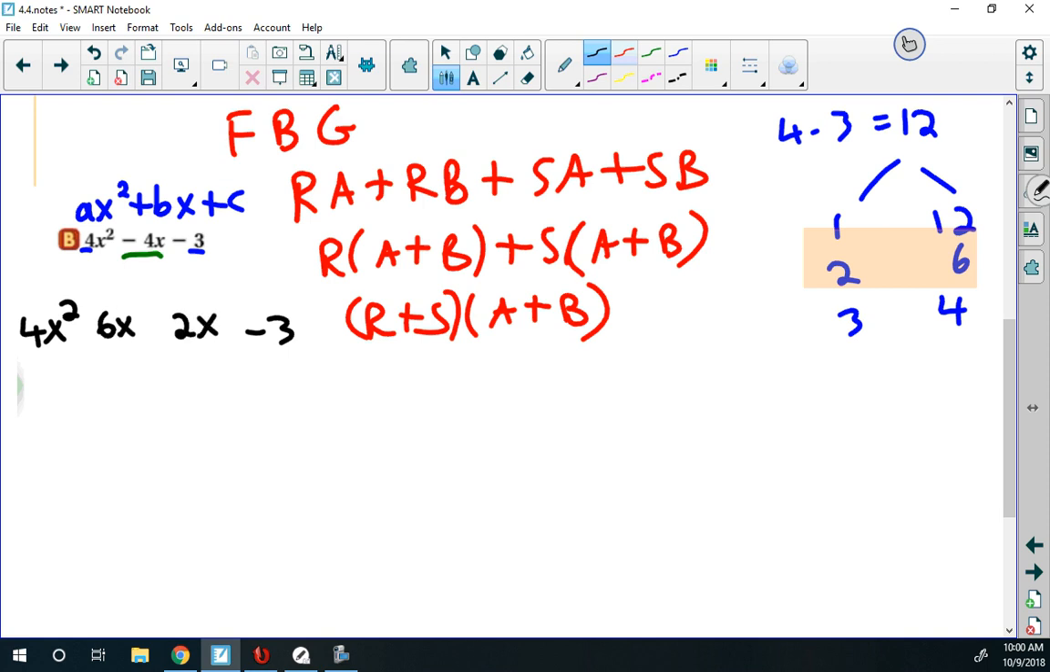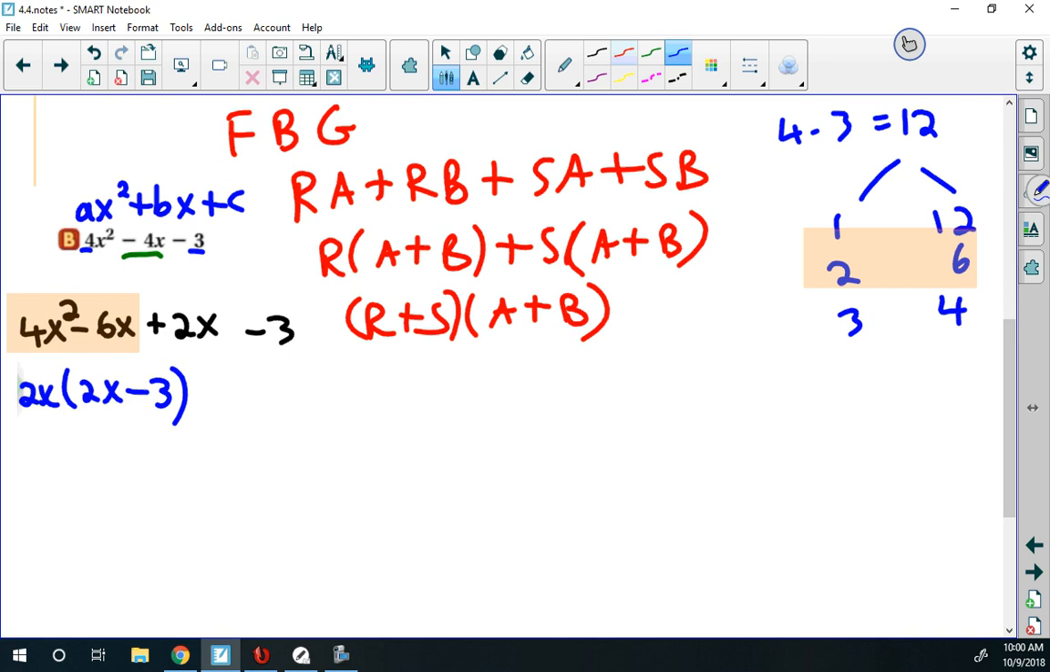Now, if we go with the 6x, that's got to be what, minus or plus? Minus, and then the 2x has got to be a plus. So the way this factoring by grouping works is you pair the front two together and you factor out their GCF. So what's the GCF out of those front two? 2x. So it's going to be 2x times 2x minus 3, right?